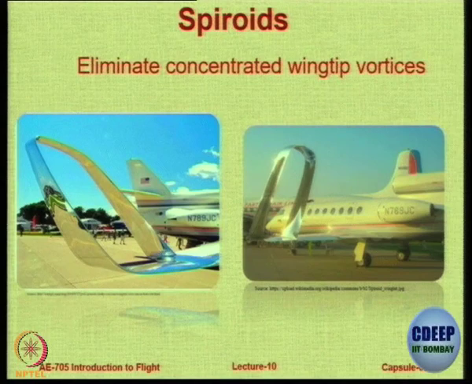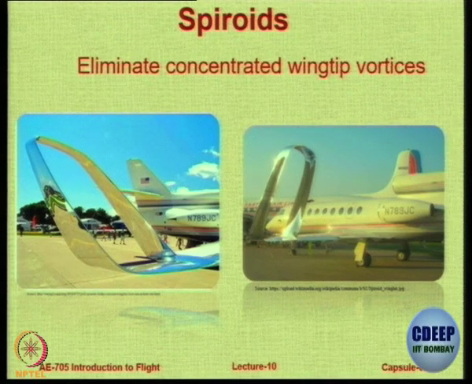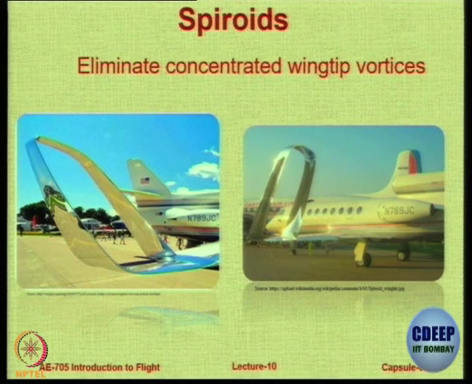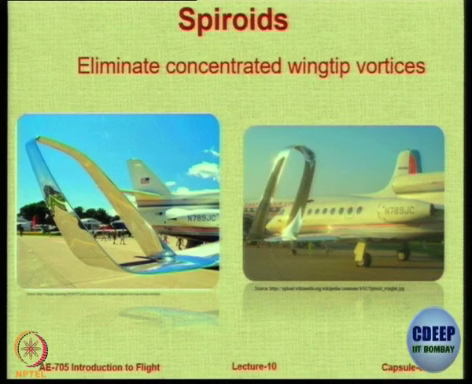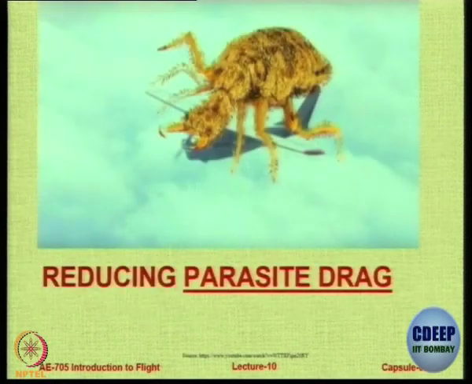Instead of having a tip, just create some kind of a spheroid. So, you eliminate the tips. Now there are two wing tips which are joined together. This has been used in many aircraft. As you can see, there are practical aircraft with passengers which have a very unique kind of wing tip called a spheroid tip. Okay.